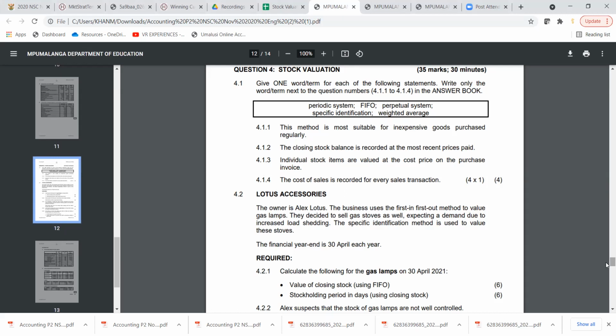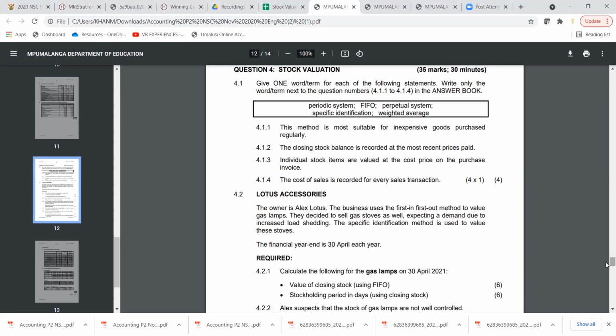Okay, so for first in, first out, when we sell, we base our cost of sales on the earliest purchases. When we calculate closing inventory for FIFO, then we use the latest purchases. Okay, you will see just now.